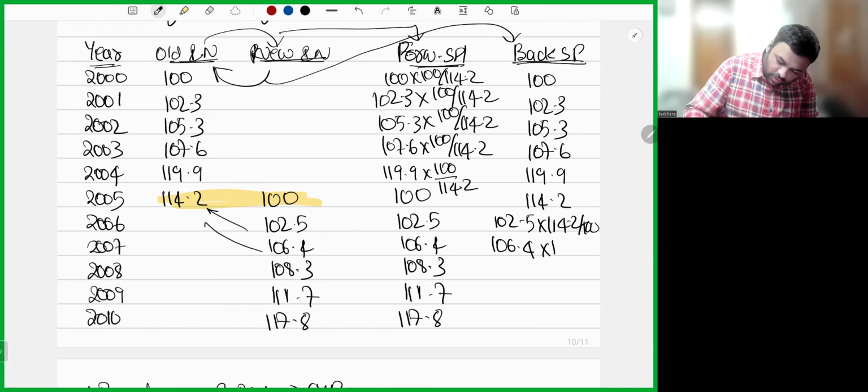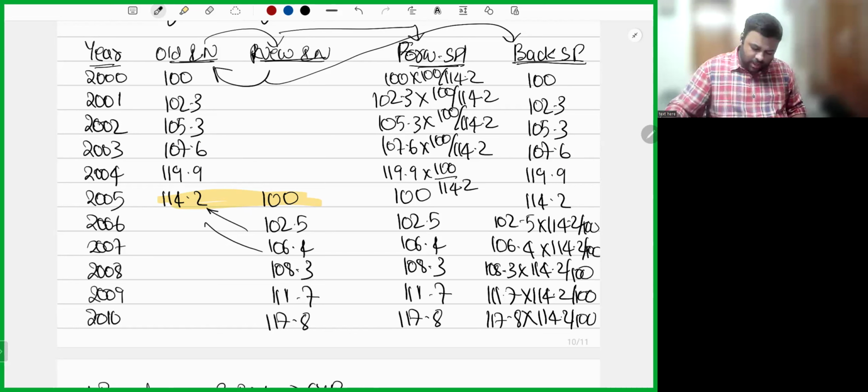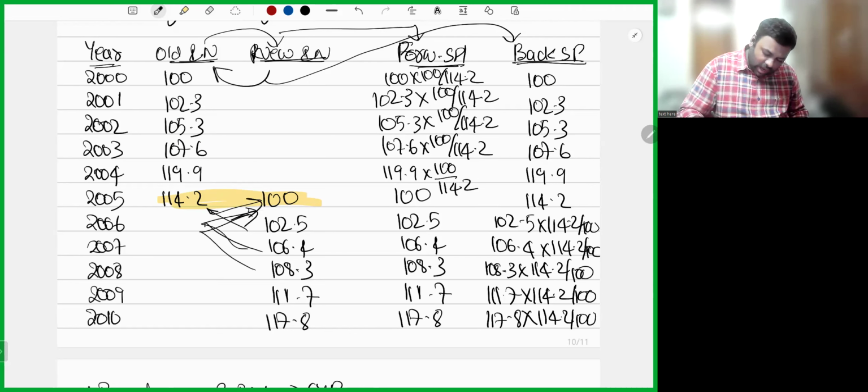Next, 106.4 into 114.2 by 100. Next, 108.3 into 114.2 by 100. Next, 111.7 into 114.2 by 100. 117.8 into 114.2 by 100. Okay. So it's simple. What is this cross multiplication? So can you see base shifting and time splicing format is same?